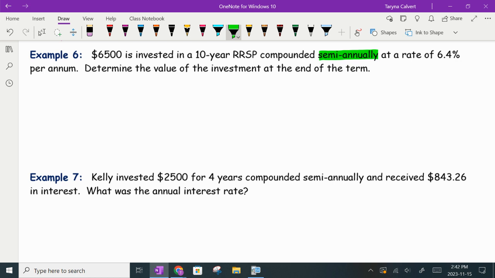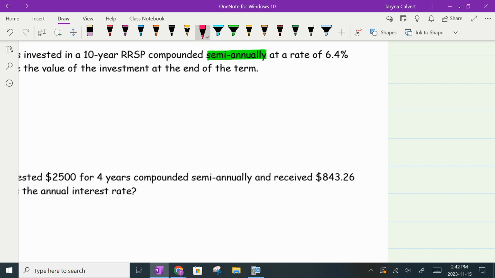So all you have to do to get your B value is not going to be 1.064. It's going to be 1.032. So this is the annual rate, so you have to divide it by 2. So if it was quarterly, guess what you would divide it by? 4. And again, you're actually timesing it by a half. Does that make sense? Yeah, you're timesing it by a quarter.